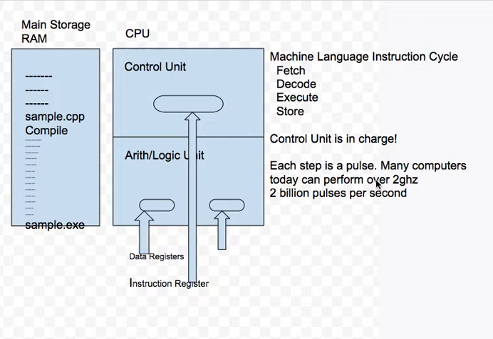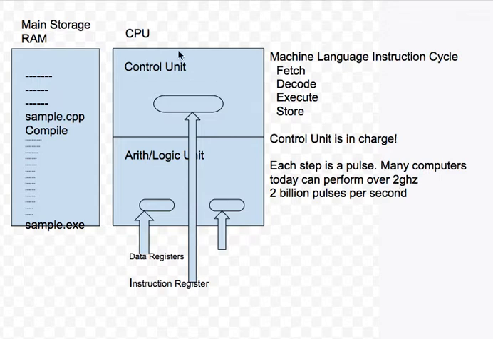And it's not uncommon today for computers to operate at 2.5 and more gigahertz, which 2.5 gigahertz would be 2 billion, right? 500 million pulses per second.